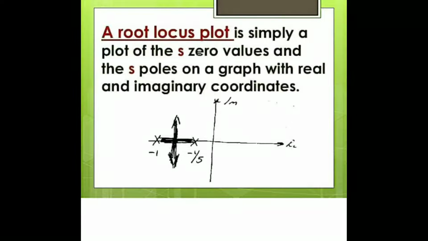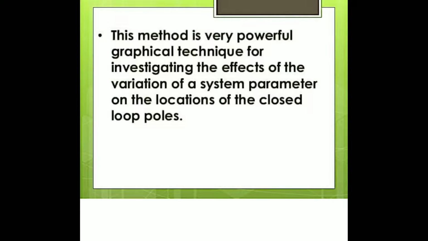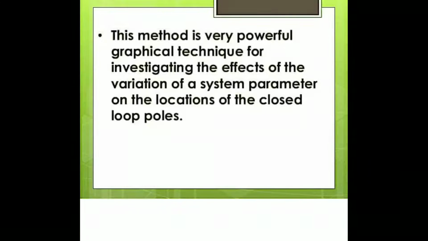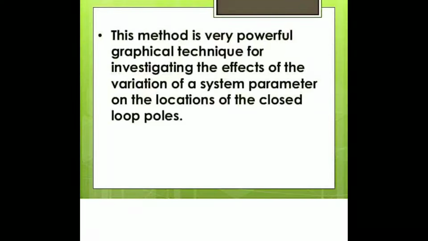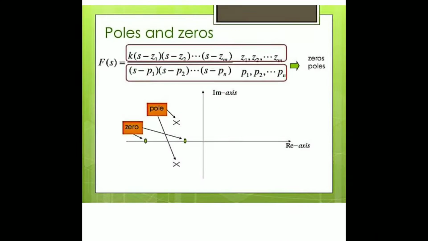Okay, so after the RH criteria method, the next or alternative method for stability analysis in the time domain is the root locus method. It is a very simple graph of the zeros and the poles with real and imaginary coordinates. This is a very powerful method, a graphical technique for finding the stability of a closed loop control system. It depends upon the location of closed loop poles. So the location of poles and zeros is important in the root locus.